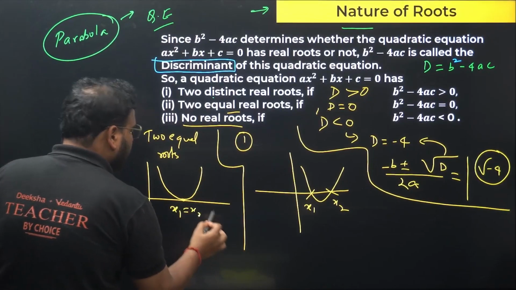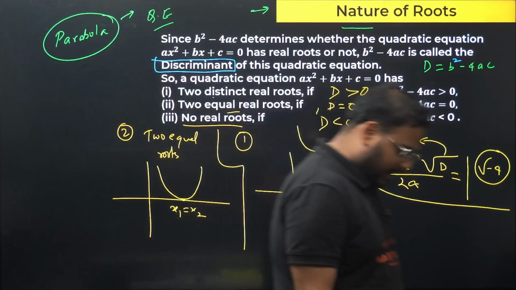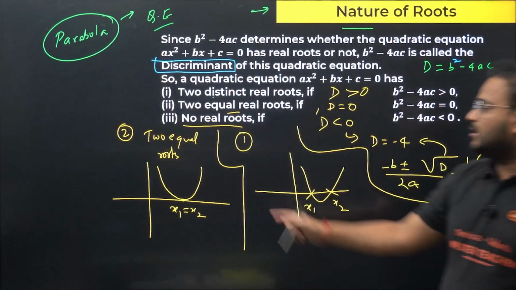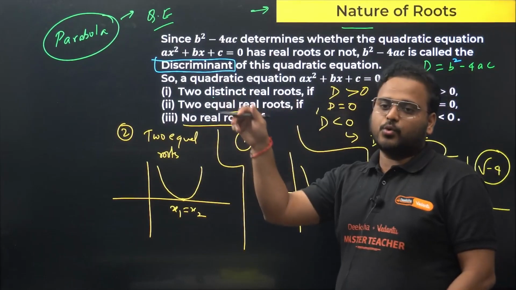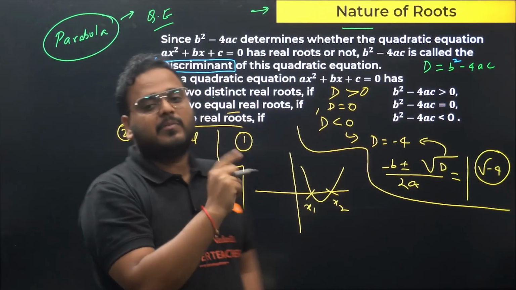x1 will become equal to x2. So in this particular case, the graph will just touch the x-axis, not cut. Instead, it only touches and goes. So you'll have 2 points, of course 2 roots, but they'll be equal in nature.